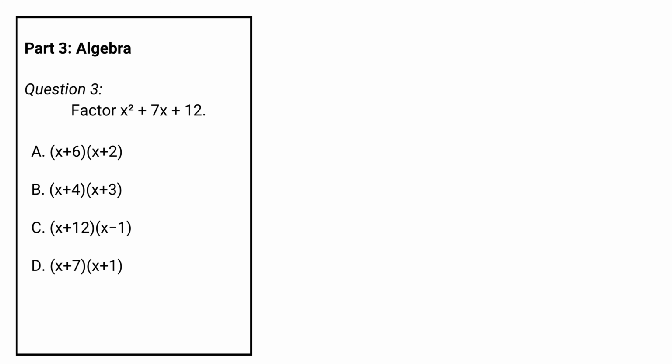Factor the quadratic expression x squared plus 7x plus 12. Your choices are A, (x plus 6)(x plus 2). B, (x plus 4)(x plus 3). C, (x plus 12)(x minus 1). D, (x plus 7)(x plus 1). Pause the video and try factoring it yourself.